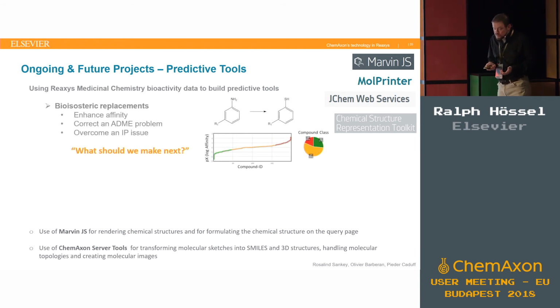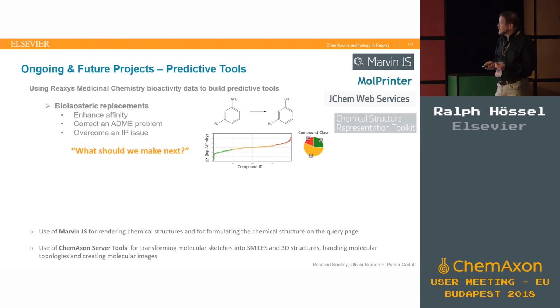Think, for example, of bioisosteric replacement. This is important when you want to enhance affinity, if you want to correct an ADME problem, or perhaps sometimes it may be necessary to overcome an IP issue. So for these problems, it would be good to know what would be the result of such a bioisosteric replacement.